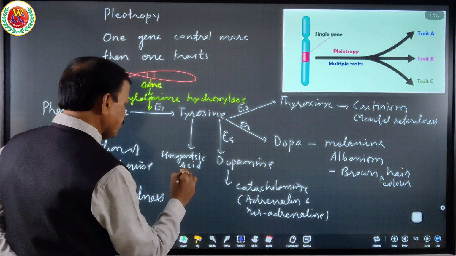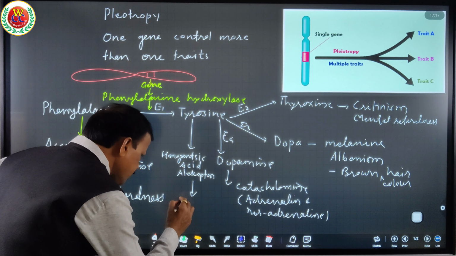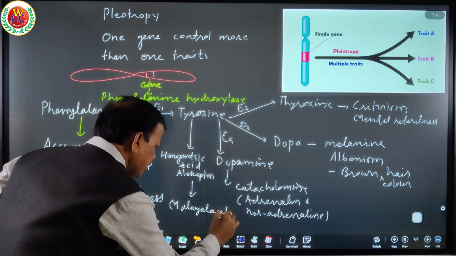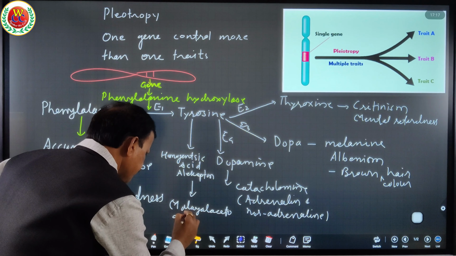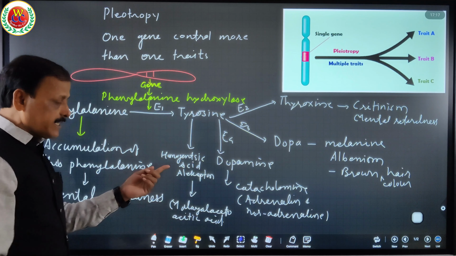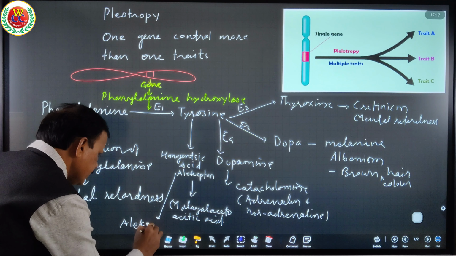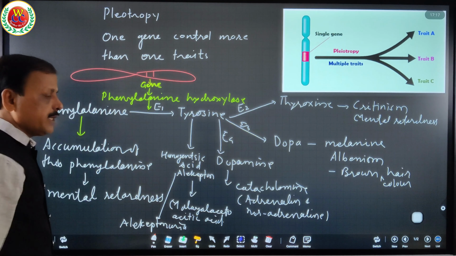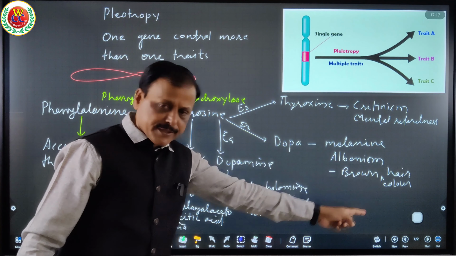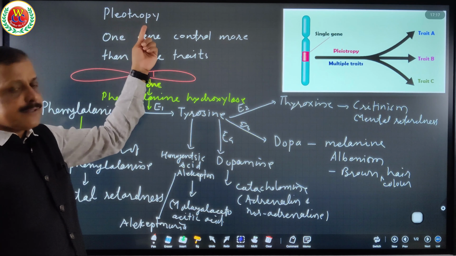That is also called alkapton. Now this will be converted into maleylacetoacetic acid. If this homogentisic acid accumulates inside the blood, it causes alkaptonuria. So here we got it. If that enzyme E1 is absent, then these many traits will be affected. That means one gene affects more than one trait, and that is known as pleiotropy.